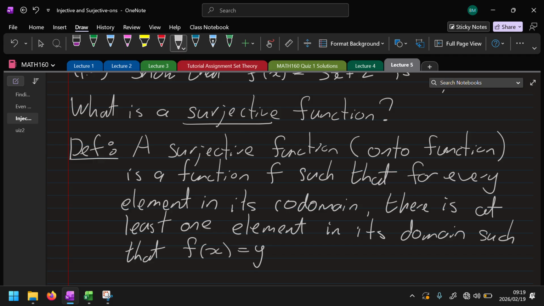So the element in the codomain, I'm going to call that y. Okay, so codomain has element y. And the domain, we call that element x, right? Like we usually use for domain and codomain. Okay, so what does this mean? We're going to look at a very simple picture, one where it is surjective, one where it isn't, and that will give you an idea of why we call it onto. Okay, so picture time.